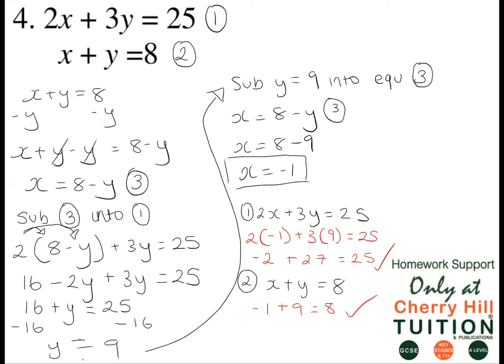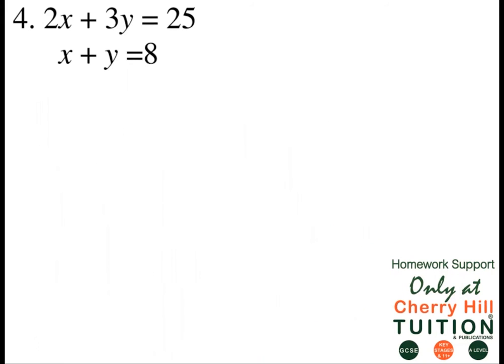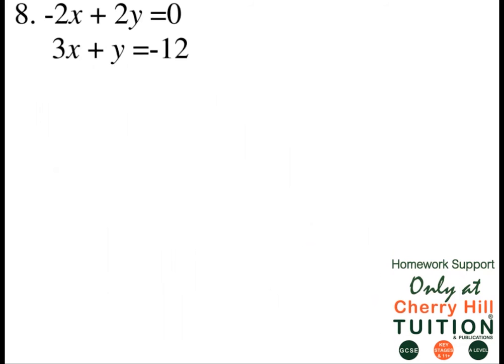Okay, so again, pause the video and try the question again on your own to check if you get the same answer. Question 8, we have minus 2x plus 2y is equal to 0, and 3x plus y is equal to minus 12. So this is equation 1, and this is equation 2.